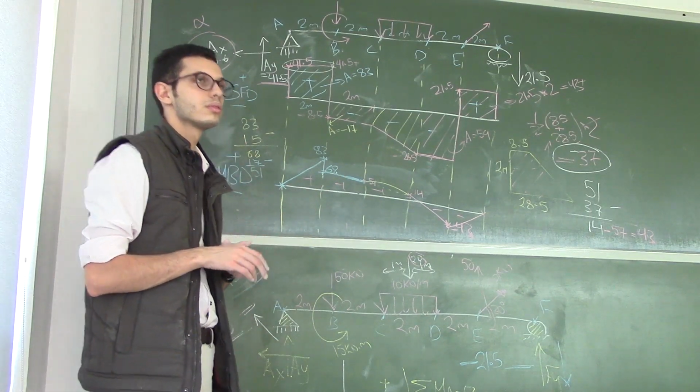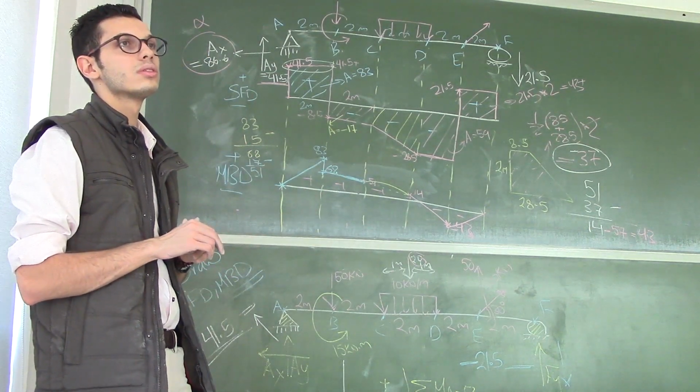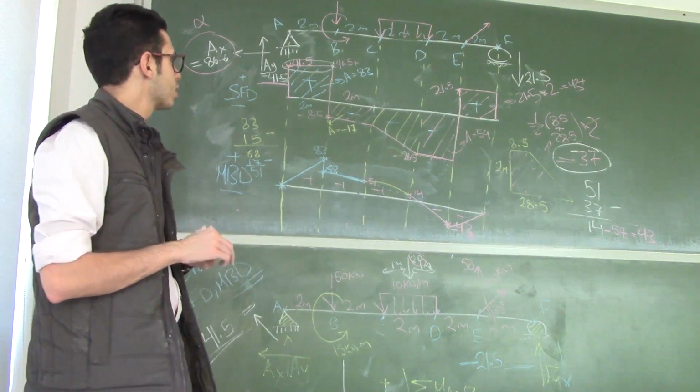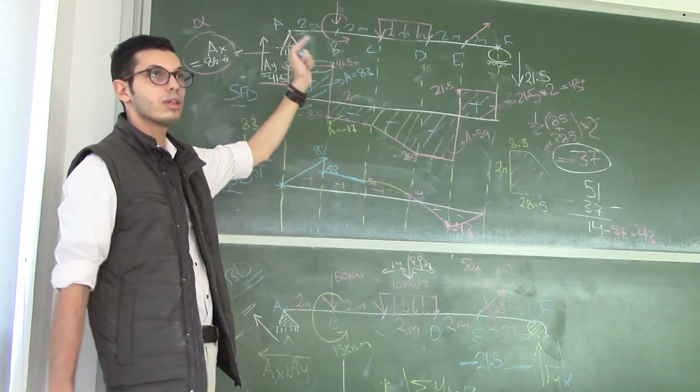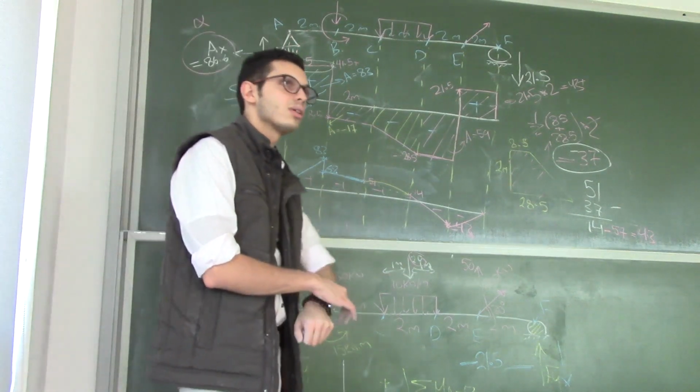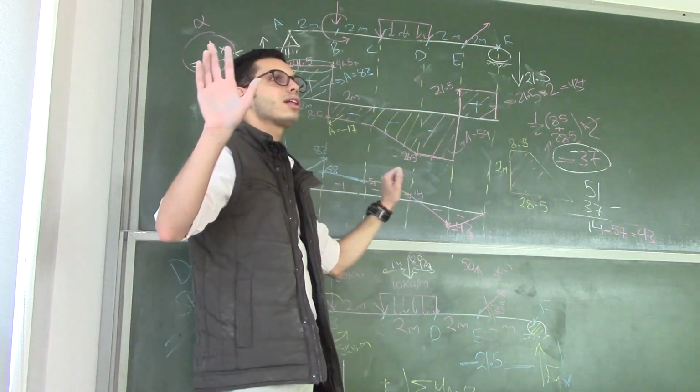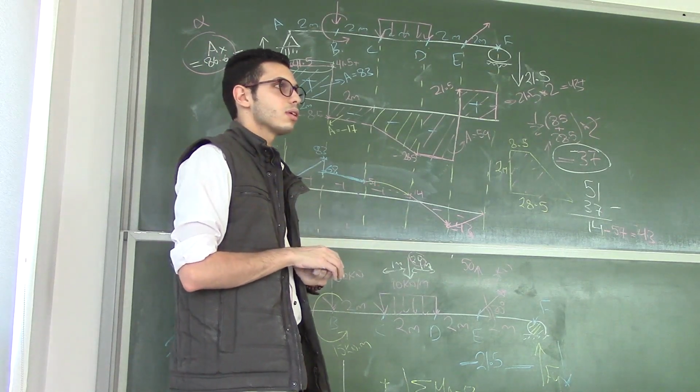The bending moment diagram and the shear force diagram should always end at 0. This one does not start with 0, it starts with 41, but they should always end at 0. You should end with 0. Is that clear? You can write.